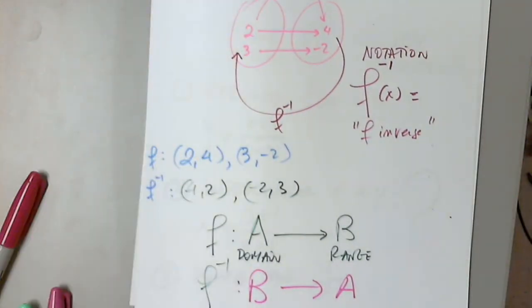Okay, let's go back. If the function is defined on A taking values in B, then the inverse function must be defined on B, taking values in A. One more time, if the function is defined on A, taking values in B, then the inverse function is defined on B, taking values in A.